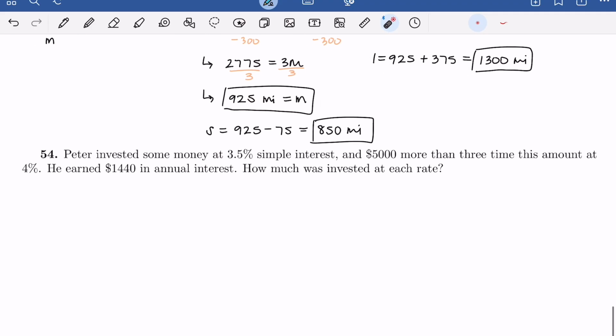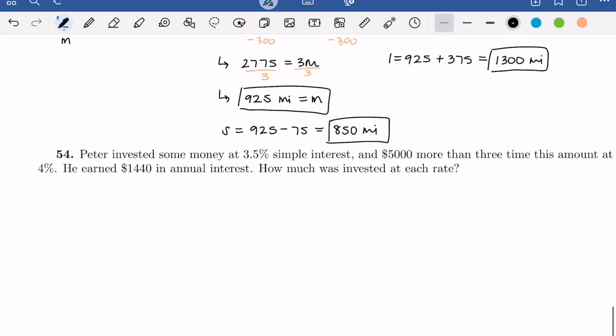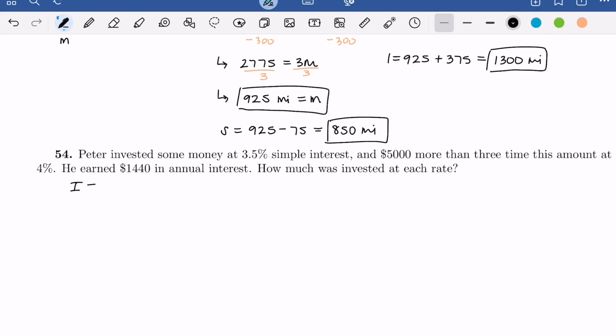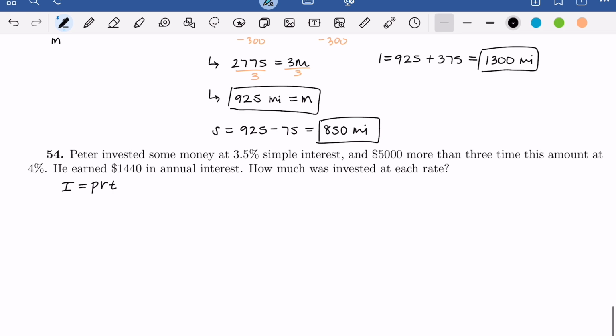So in this case, we're dealing with a simple interest problem. So I'm just going to write this down for us. We know that our simple interest formula is the interest is equal to our principal amount times our rate times our time. Okay, so with that, we're told that Peter invested some money at 3.5% simple interest and 5,000 more than 3 times that amount at 4%. Now he earned a total of 1,440 in annual interest.